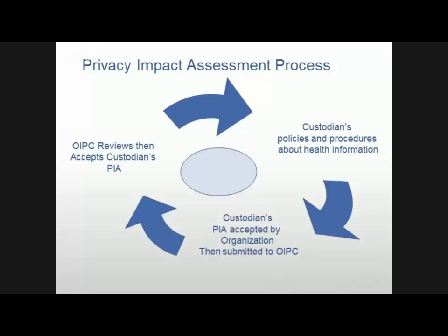The OIPC will review the privacy impact assessment and provide comments to the custodian or the individuals that have submitted that privacy impact assessment. Now, this is a process that you need to do every time that you have made changes to your organization or you've added additional stakeholders that impacts the information sharing in your organization.